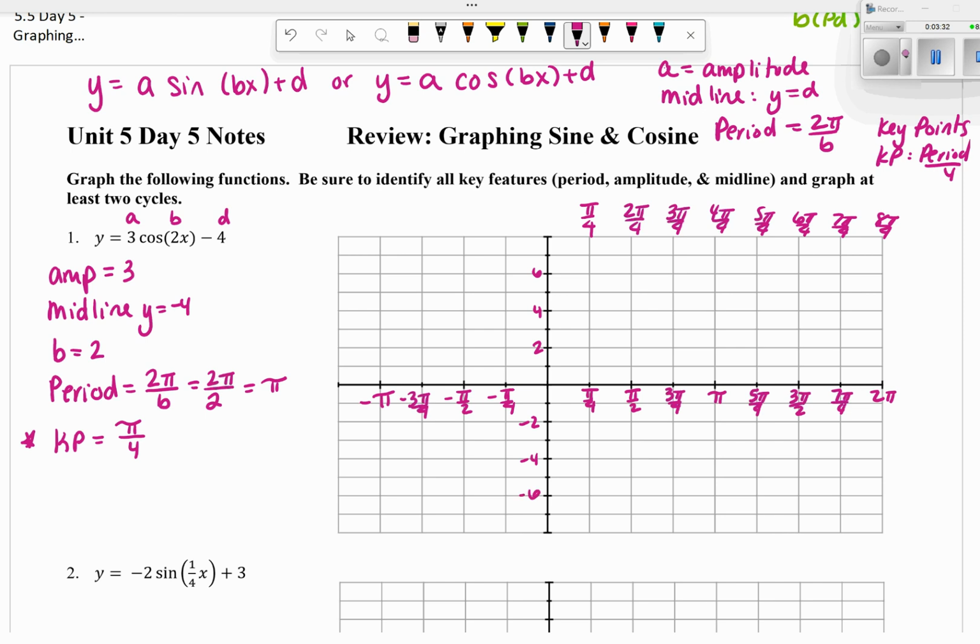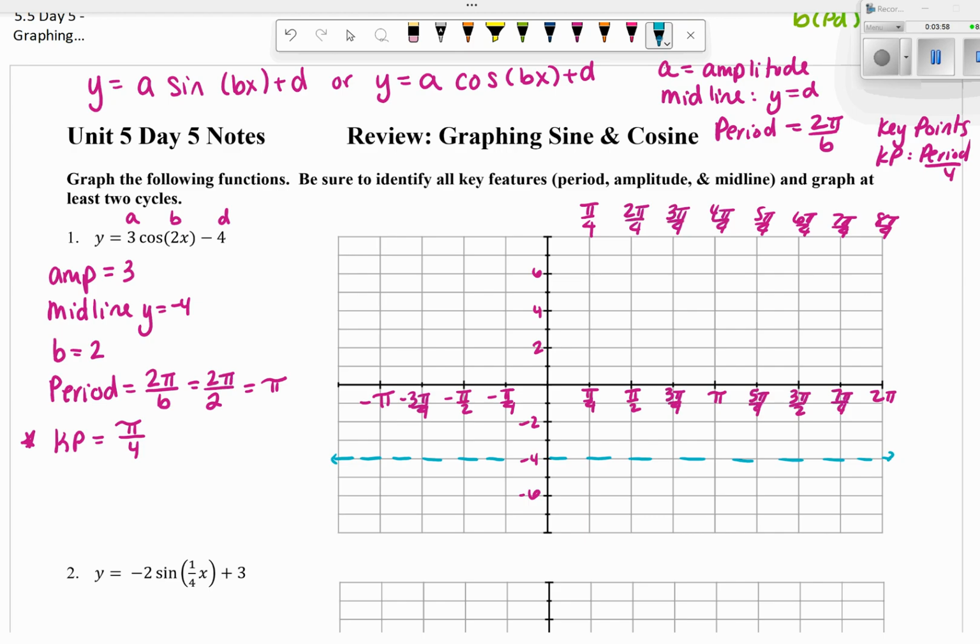I always like to graph my midline first. So when we are graphing your midline, remember it's not really on the graph, but I'm just going to put a dotted line so that we know our graph should oscillate back and forth between this line. So this is at -4. So I'm just going to put my midline here. Again, that's just so that we know that our graph goes back and forth between this. So it should look like a wave, if we recall from last year.